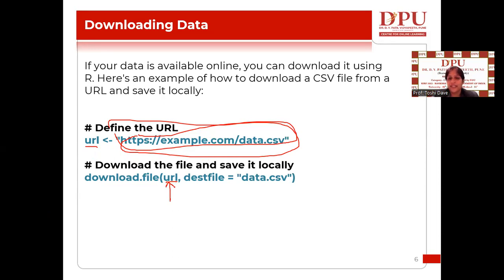And after downloading it, what name you want to give it? That name is data.csv. I also want to save it on my local machine, on my local system, with the name data.csv. Clear? So this is the way I can download data from the internet.